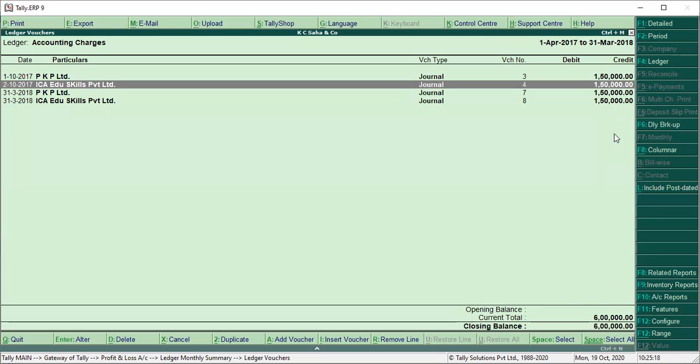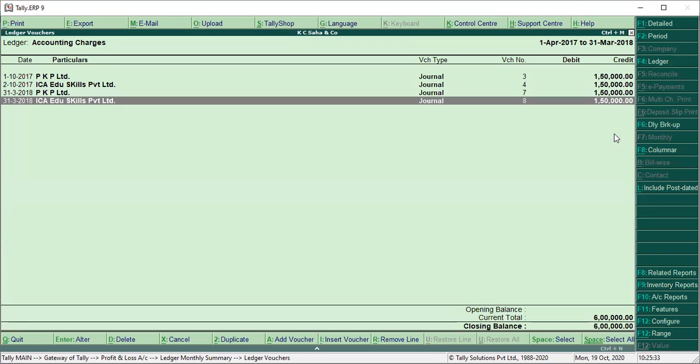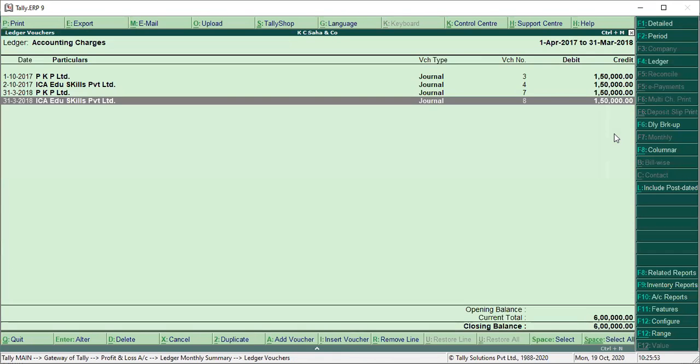Next is ICA Education Limited. Same issue with this also. ICA is your customer and accounting charges is your income. And you have passed only the half year data. That means again you have to pass the duplication entry for the next half, that is 1 lakh 50. So we have passed that also. That is ICA Education Private Limited, 1 lakh 50. This accounting charges was wrongly posted in fees received. We have changed it from fees received to accounting charges. Then we passed the duplication entry for 31st March 2018. Okay, so we have done with this.